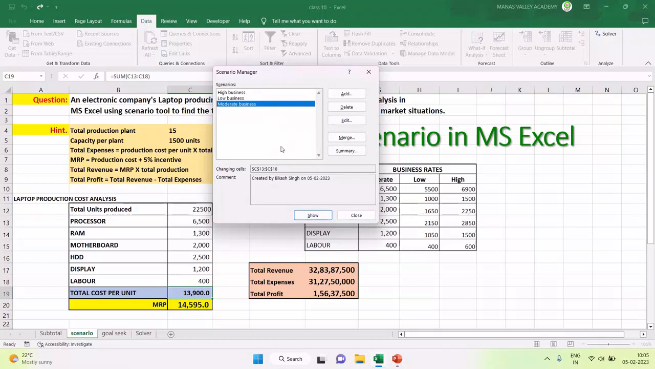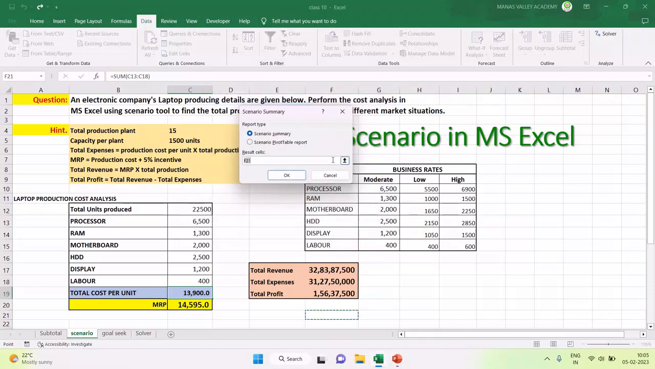Now once your scenarios are created, you may want to see a summary. You want to see on one particular page all the business situations and all the profit, loss and expenses together. Then you can click on the summary button. Click on the summary button. It will ask you for the result cell, in which cell it will display. The result cell is the total profit cell, the cell which shows the total profit. Now click on the OK button.